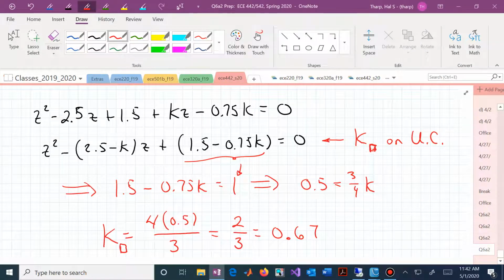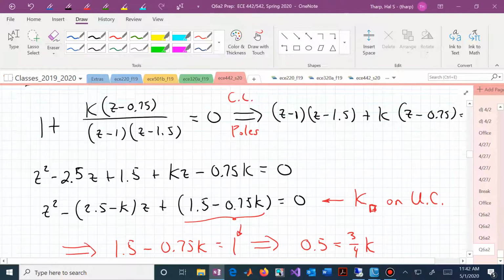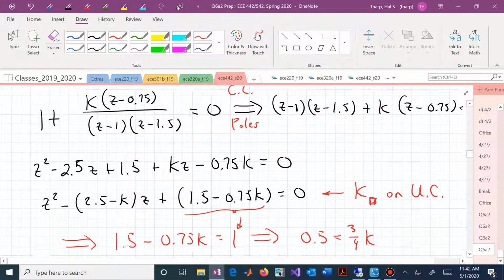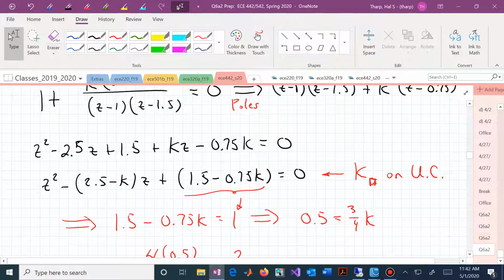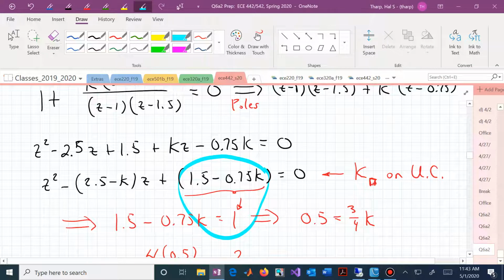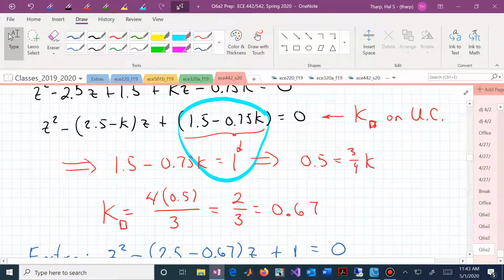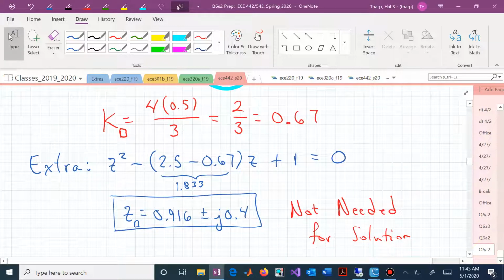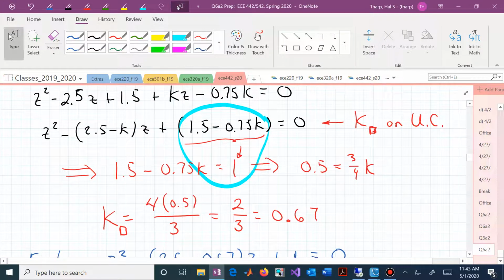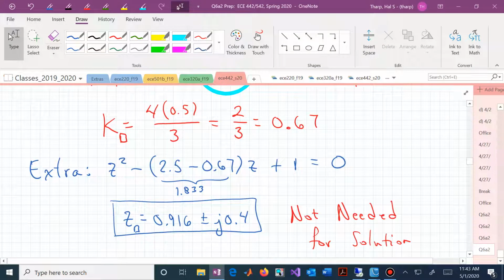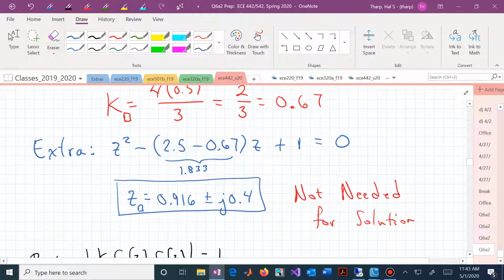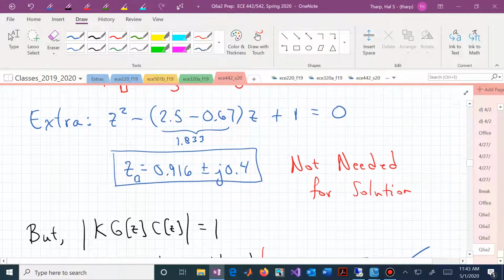That was really what we were asking to find, and we could have quickly started here, knowing that we needed to get to the unit circle. That tells us this is what's important. Solve that for k, and now we have our minimum k. A little bit extra: if we now know that k is 0.67, we can plug that k into this quadratic and find where the roots are, and that's now z box. Z box is 0.916 plus or minus j 0.4, and you should be able to show that the magnitude of z box is equal to 1.